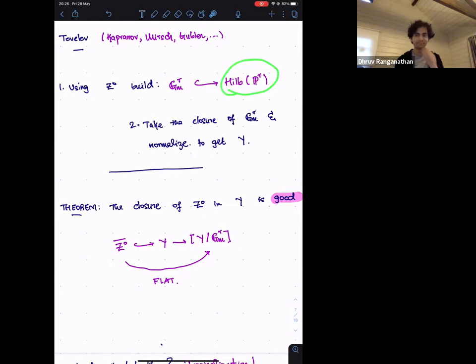Okay, and then you normalize it, and that's going to be a toric variety. And I'll call that Y. And then it's essentially just a diagram chase from there. I think the hard part is really having the idea.